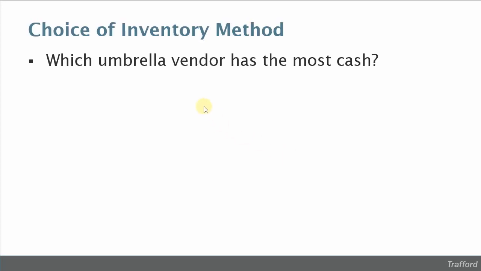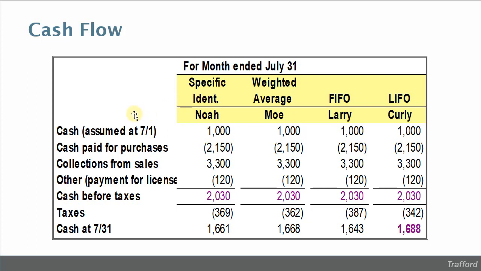Well, now let's think about cash. Which one of our sellers would end July with the most cash in their pocket? Here's a schedule that just reflects cash flows. So again, just for simplicity, I'm starting out here with an assumption that all four of these individuals have $1,000 of cash at July 1st. They each purchased the same umbrellas for the same amount, so they paid $2,150 to buy their inventory. We'll assume all their sales were for cash, so they collected $3,300 from their customers. They paid that $120 business license fee. So before you consider taxes, and this is a key point, before you consider the effect of taxes, all of these four businesses are in the identical position.